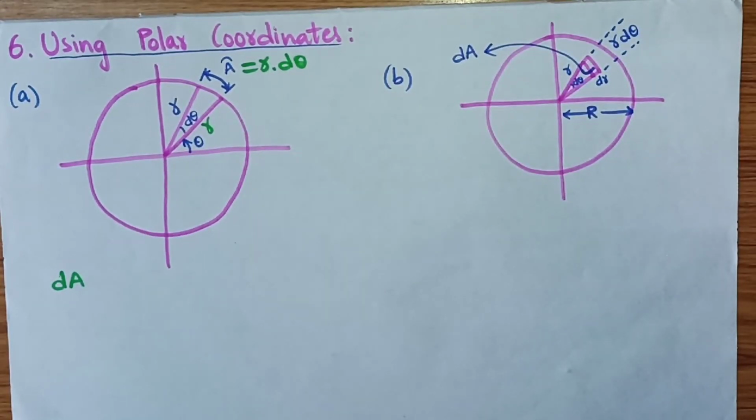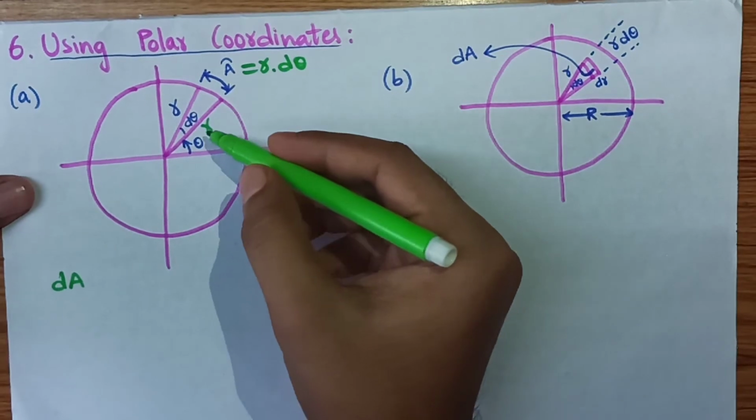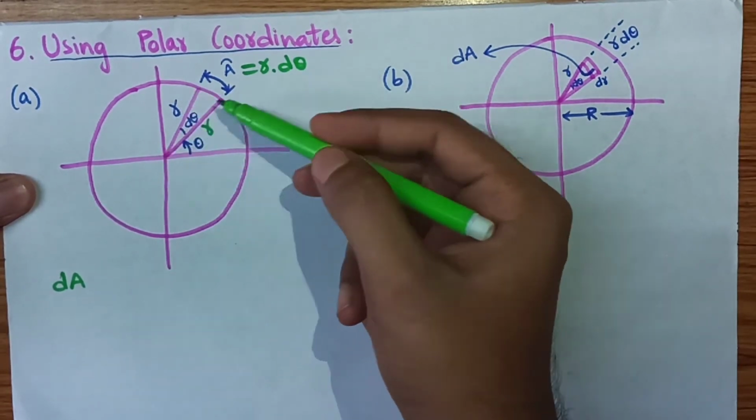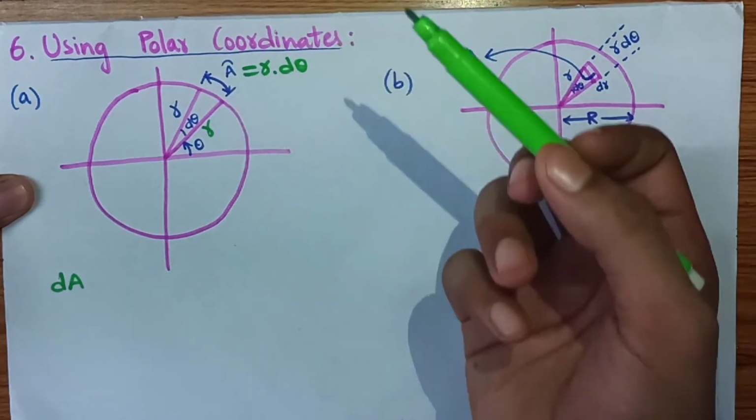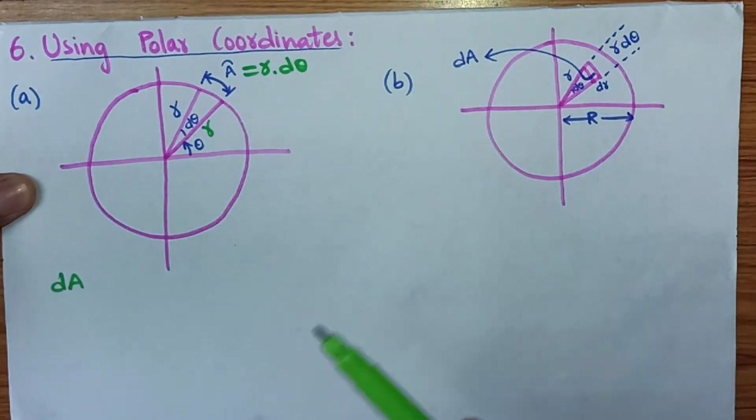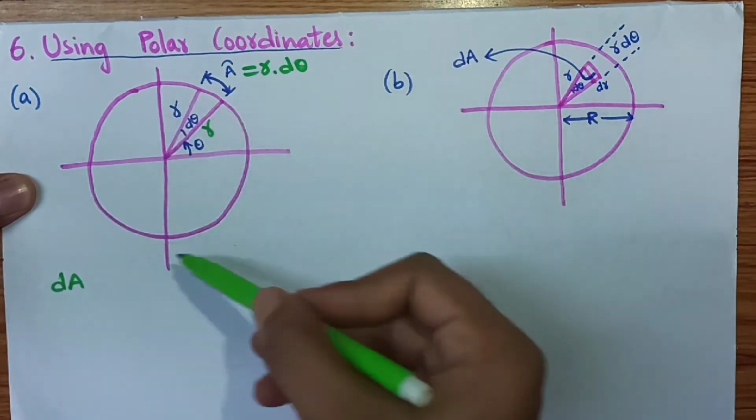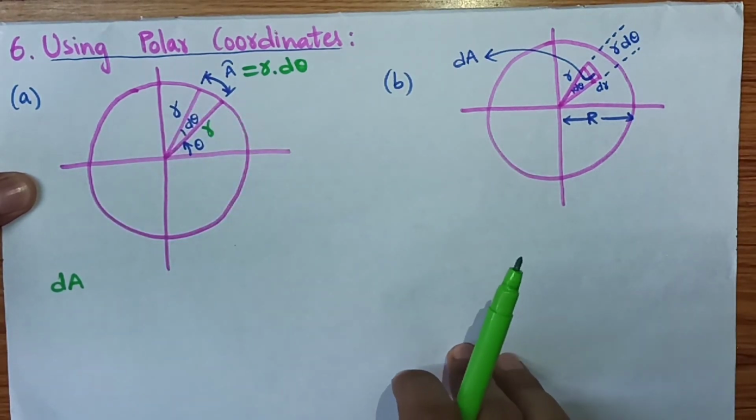So this is the last method to prove the area of the circle using polar coordinates. We have two ways. In the first way, you draw the circle of radius r. You take a small sector with angle d theta, and what we are going to do is find the area of the sector and sum it up to get the area of the circle.